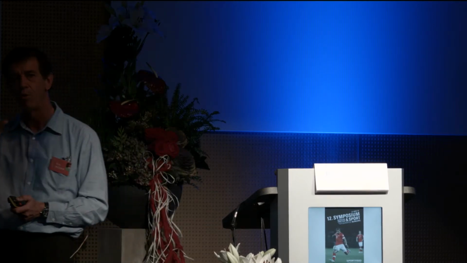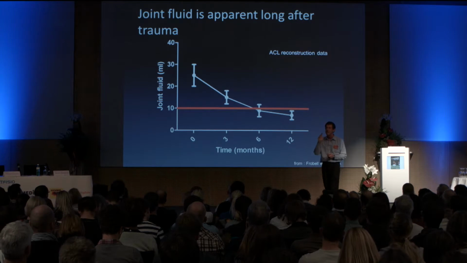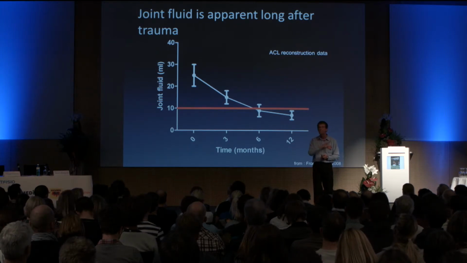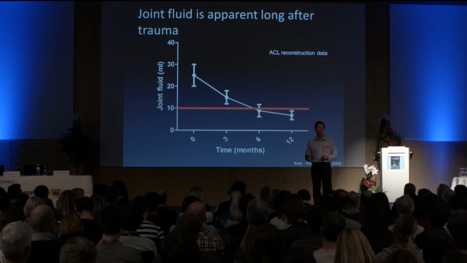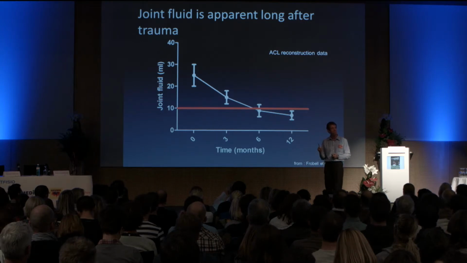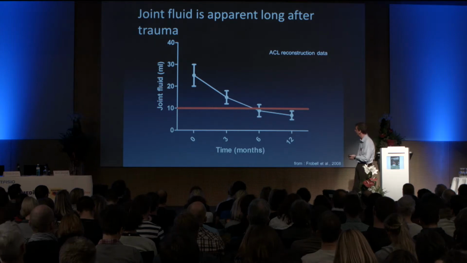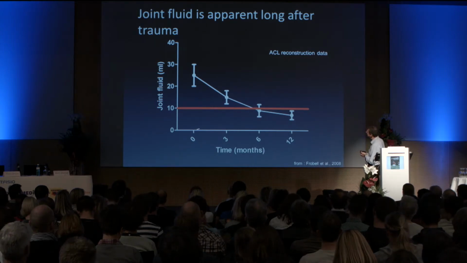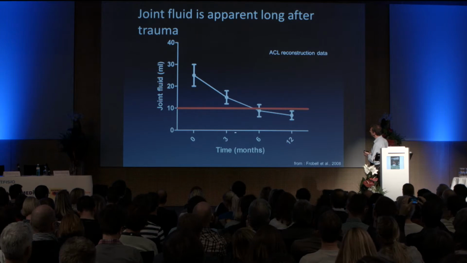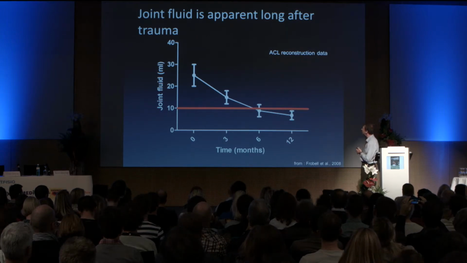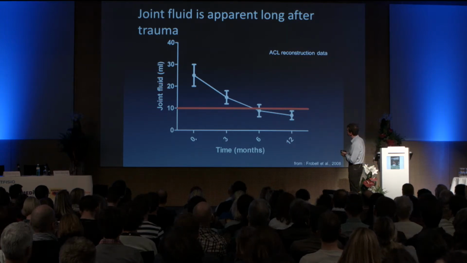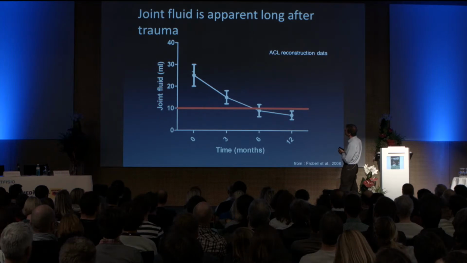Now here's a key point for you. Swelling is often apparent for many, many months after surgery, for instance. And here's an example from our anterior cruciate ligament reconstruction. This is from the work of Froebel. On the x-axis here, you see months, 0, 3, 6, and 12 months post-operation. And here you see the amount of fluid in the joint.